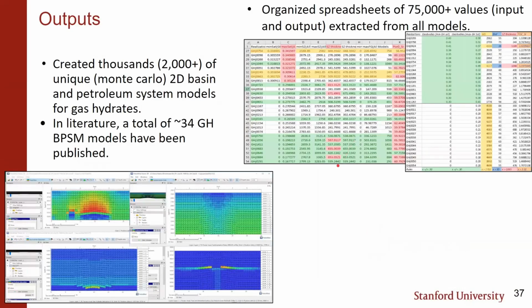Here are some of the outputs. So we created thousands of unique 2D basin and petroleum system models for gas hydrates. And to put that in perspective, there have been about 34 of those published so far in the literature. We also have organized spreadsheets of tens of thousands of values, including inputs and outputs extracted from all the models, which we think can be used as a helpful database.